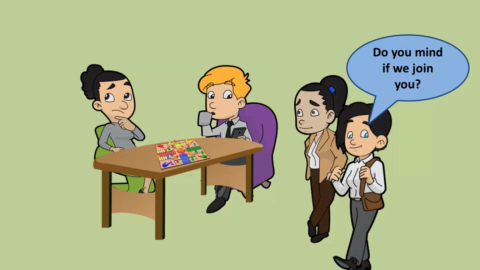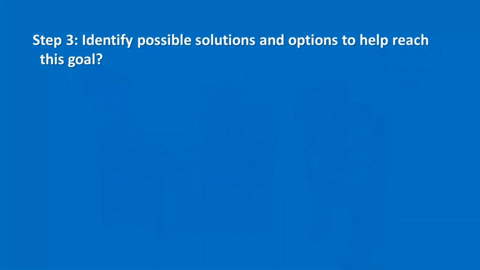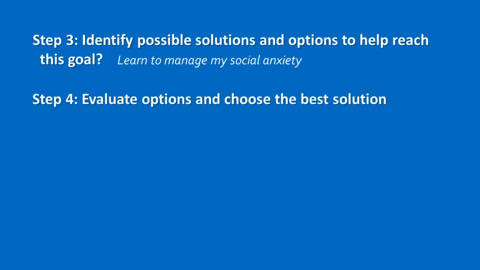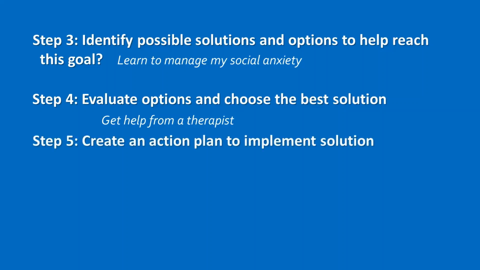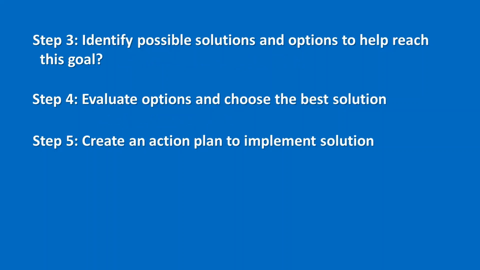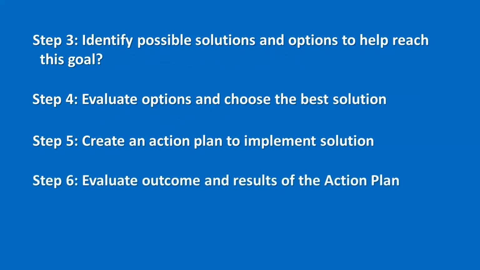Or if we have a lot of social anxiety, maybe we've gotten ahead of ourselves. And before we can implement a plan to meet new people, we need to focus on an action plan to manage our social anxiety better. And maybe this entails working with a therapist for a while to learn strategies to overcome social anxiety, which as part of the therapy could involve a plan to meet new people with the help of a therapist to support us through the steps. And finally, we evaluate the outcome and results of our action plan.